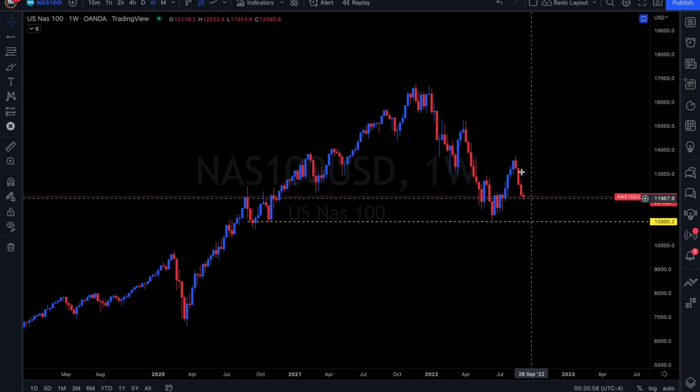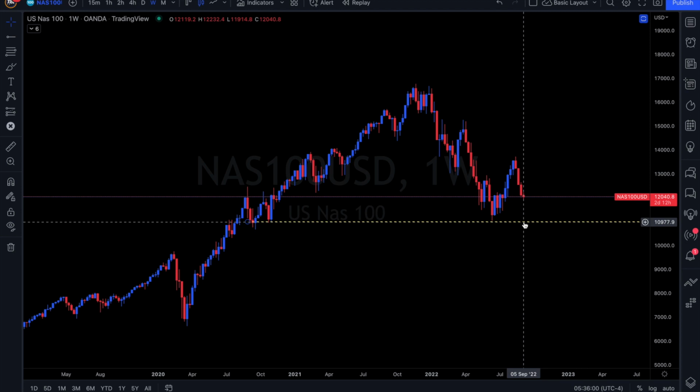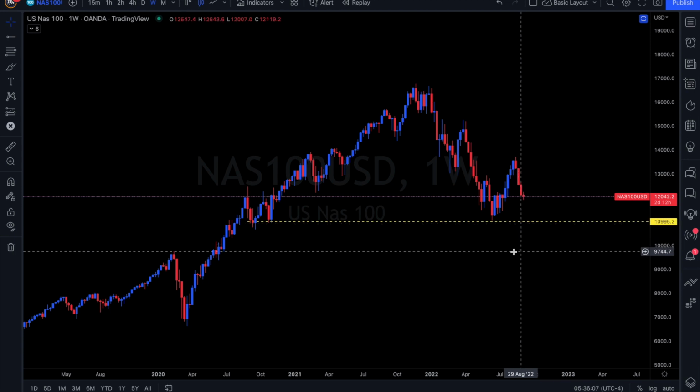So this particular area is going to be very important, just like gold was for the 1675 area that we talked about on gold yesterday. So on NAS100, obviously my bias is still to go ahead and look for more sell opportunities.